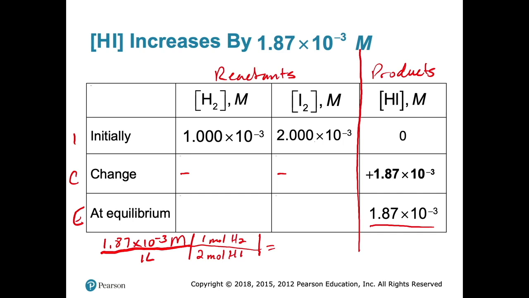But it's not always like that. It really depends on the stoichiometry. But just for giggles, 1.87 times 10 to negative 3 molar. Oh, I forgot to put HI up there. HI, over 1 liter. And then for every 2 moles of HI, we get 1 mole of I. And then that gives us a number.